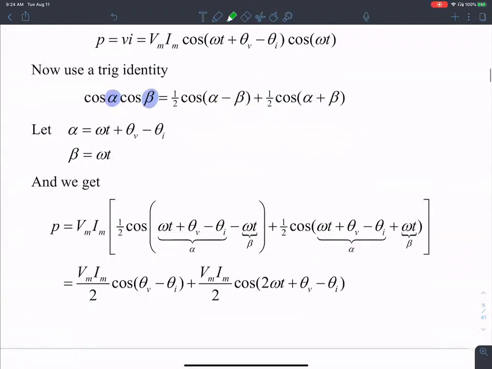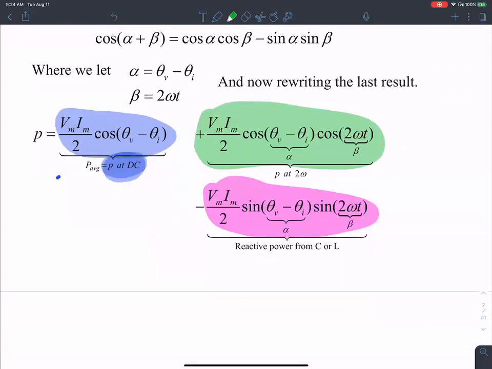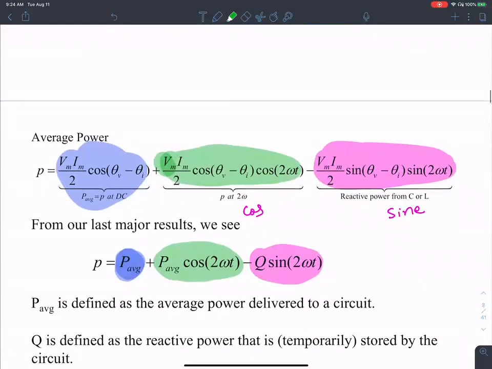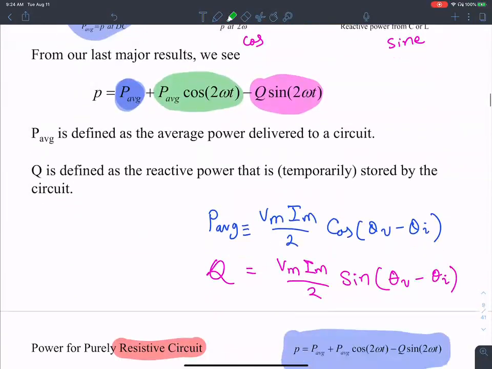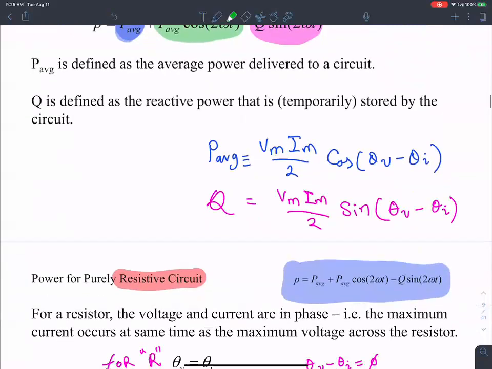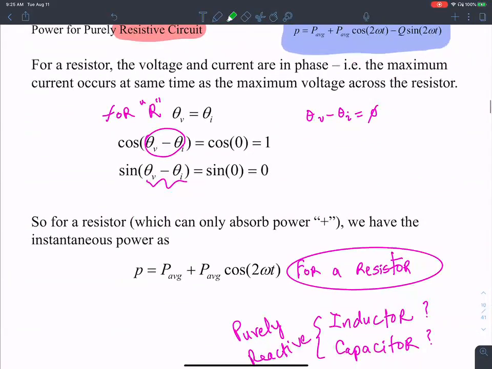We see that the instantaneous power, the product of V and I, has three terms. There's a DC term shown in blue, which is independent of omega. There is a cosine term shown in green and a sine term shown in purple. The sine term is called the reactive power, the power at 2 times omega. We defined average power to be Vm Im over 2 cos of theta V minus theta I. Q is defined as the reactive power, which is Vm Im over 2 sine of theta V minus theta I. What happens in a purely resistive circuit is that there's only average power and the cosine term.